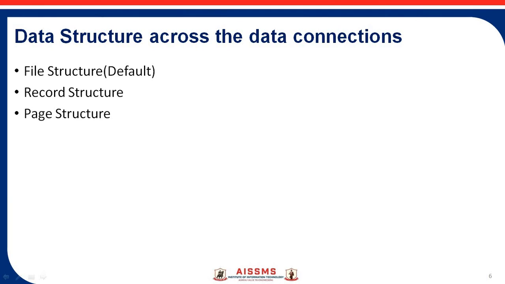Record structure: the file is divided into records. This can be used only with text files. Third, page structure: the file is divided into pages, with each page having a page number and page header. The pages can be stored and accessed randomly or sequentially.